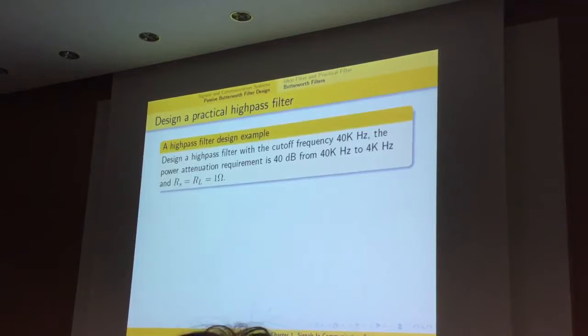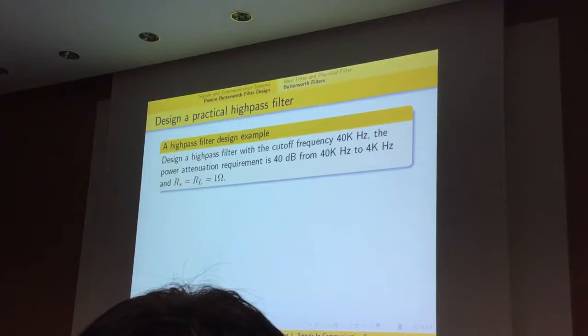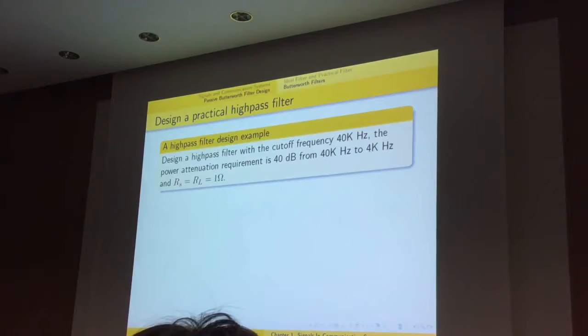Example. Design a high pass filter with the cutoff frequency 40 kHz. The power attenuation requirement is 40 dB from 40 kHz to 4 kHz, because we're talking about high pass now. So the high pass filter is going to run off from a higher frequency to a low frequency, right? Because it will reject the low frequency component and allow the high frequency component to go through. Okay. Then the impedance for the source and load are both 1 ohm. Okay, we just consider the simplest case.